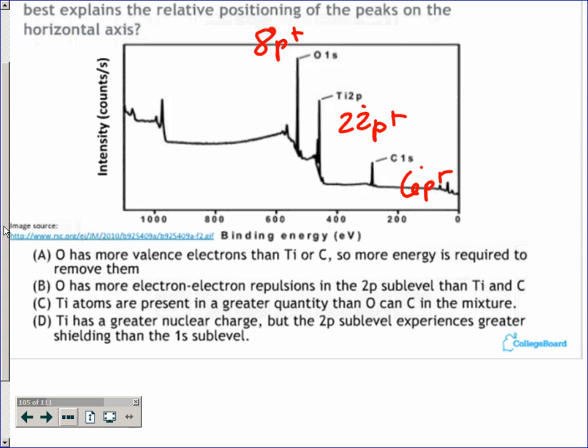So it was that. All right, titanium has a greater nuclear charge, but the 2p sublevel experiences greater shielding than the 1s sublevel. That sounds more relevant, right? Okay, so then we look up here. It is talking about the 2p, so we're looking good so far. And so the titanium 2p is farther to the right, which should correlate with what this is explaining. So it experiences greater shielding. So what does that do to the binding energy? Right, it reduces it, so therefore it should be to the right. So that's the only answer choice that makes any sense with this graph.